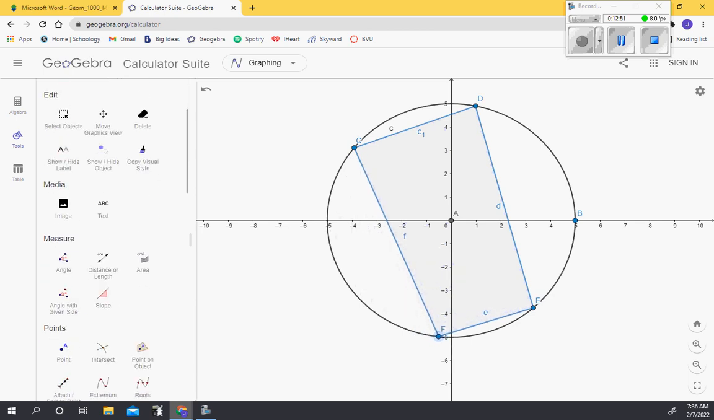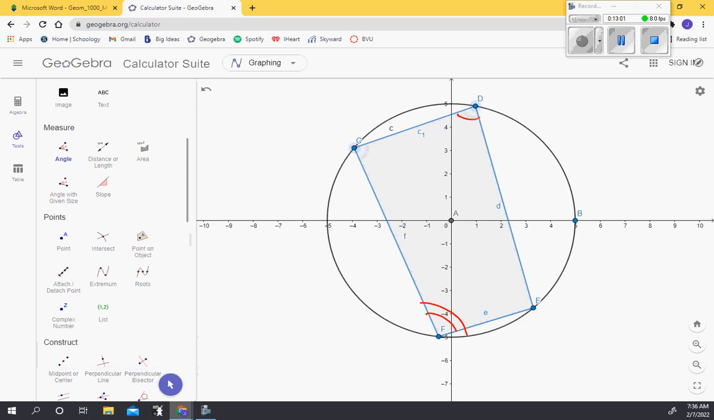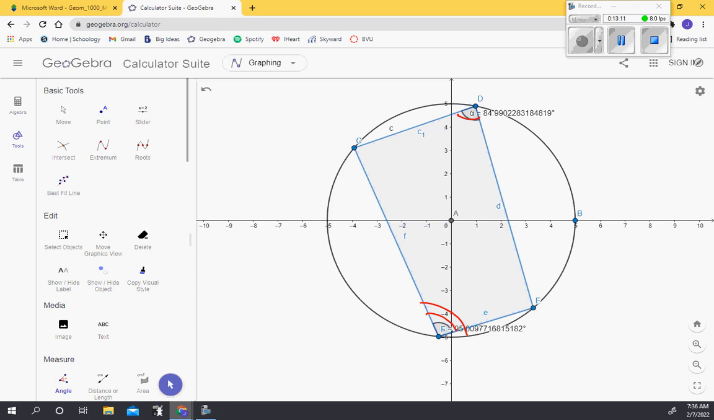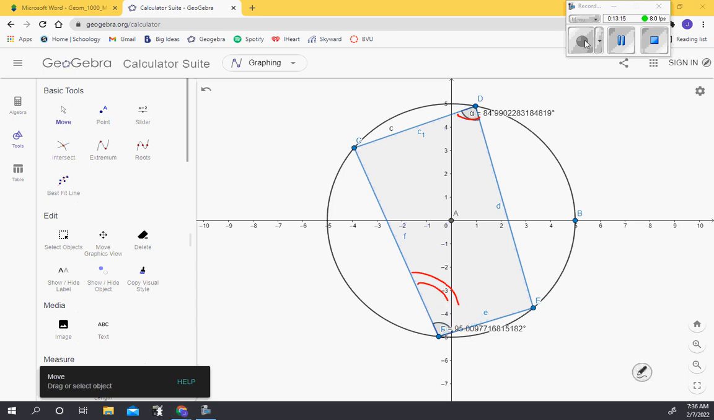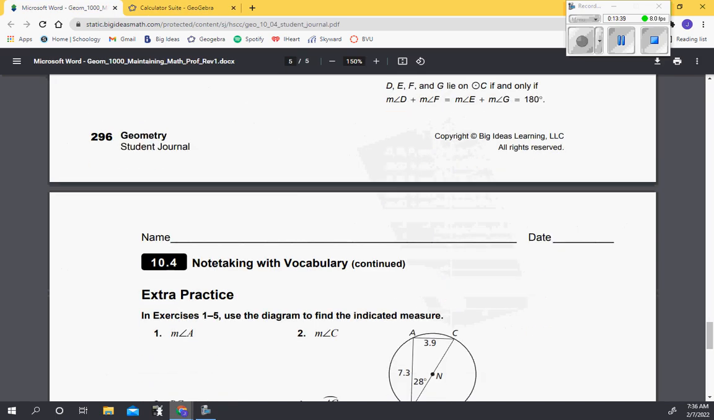Now think about opposite angles. Let's find angle D and angle F. These two should add to 180. Okay, there's 84. Well, we'll say 85 because that's really close to 85. 85 and what is that? 95. We add these. 85, 95. 9 plus 8 is 17, plus 1 more is 18, 180 degrees. Okay, so that proves it. The opposite angles of a quadrilateral inscribed in a circle have to be equal to 180, or have to be supplementary.